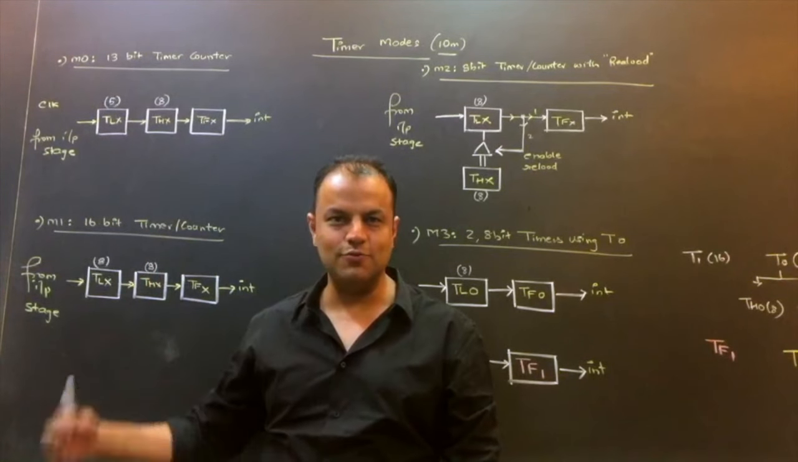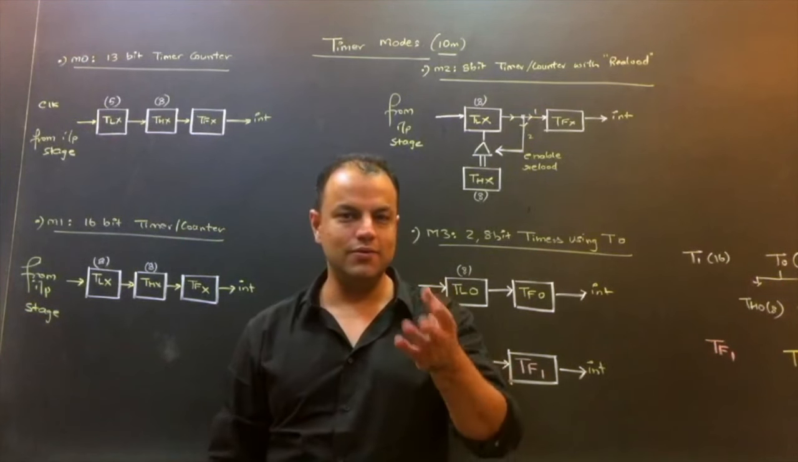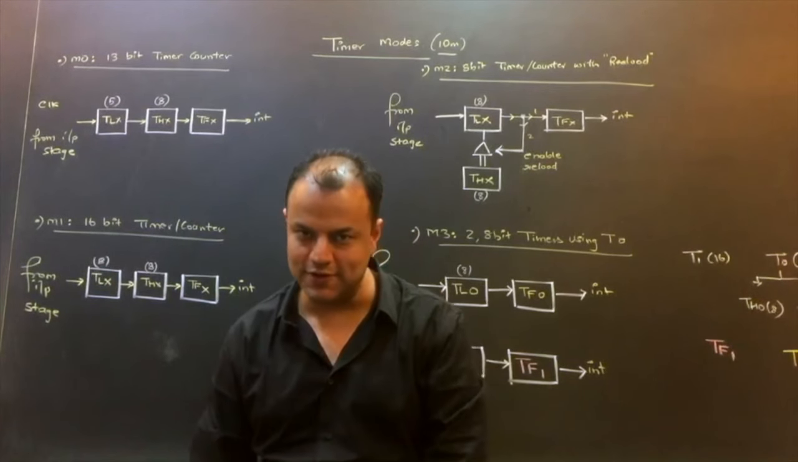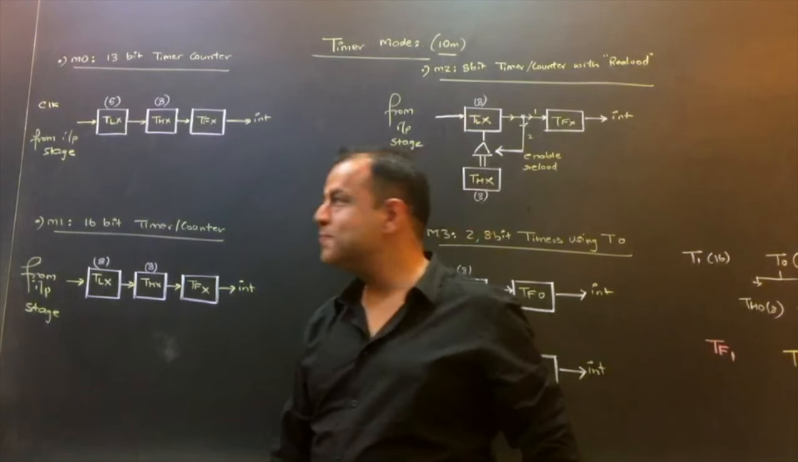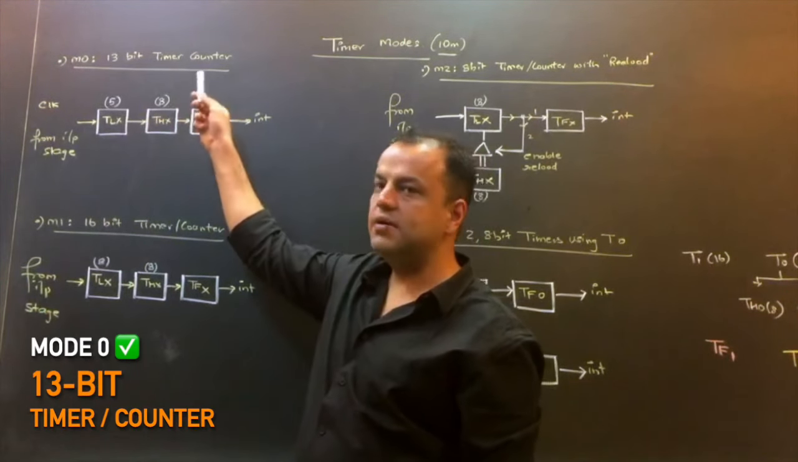That's what I do in the class also. Once you understand the first mode completely, you will be able to answer all the modes by yourself. Okay, you just have to understand one mode. Now, mode 0 is called 13-bit timer counter.